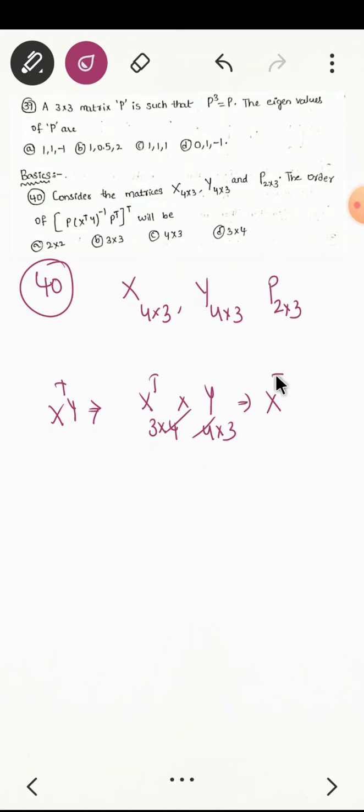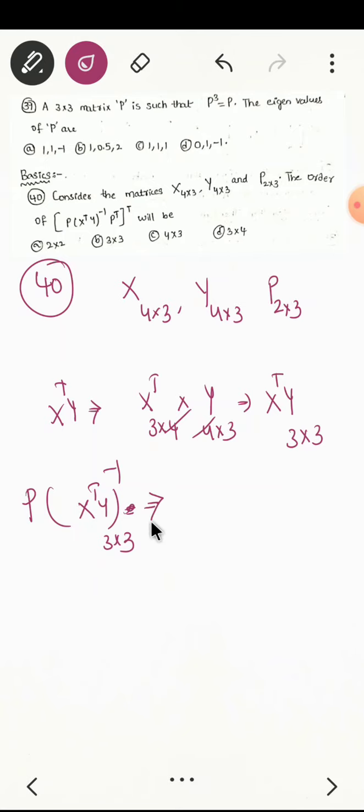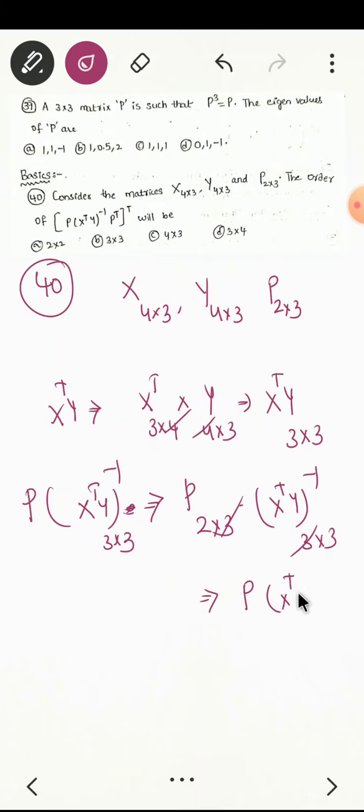Now what will you get? X transpose Y will be of order 3 cross 3. Then X transpose Y whole inverse: if it is 3 cross 3, the whole inverse will also be 3 cross 3. Up to this point it is solved. Then multiply this with P. P is 2 cross 3 and X transpose Y whole inverse is 3 cross 3. The 3s cancel. I will get P into X transpose Y whole inverse as 2 cross 3.